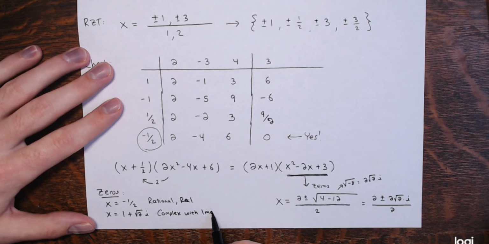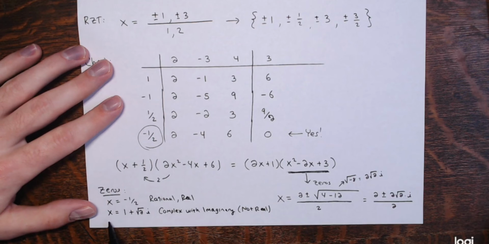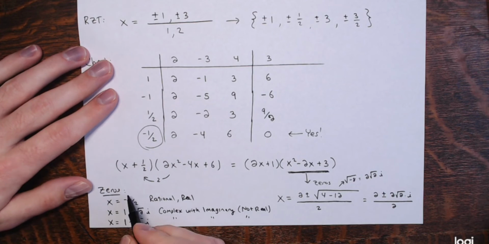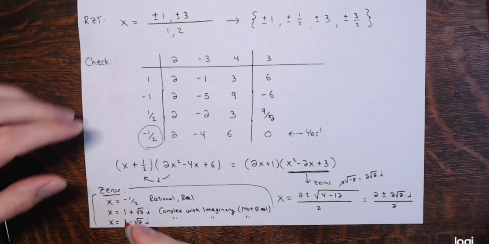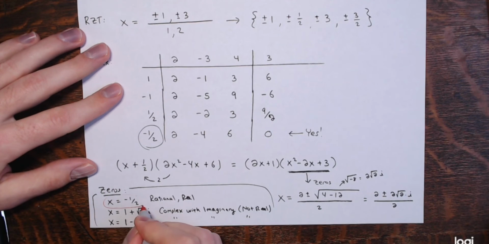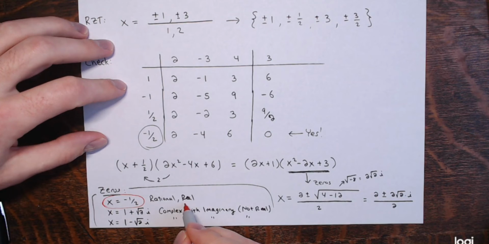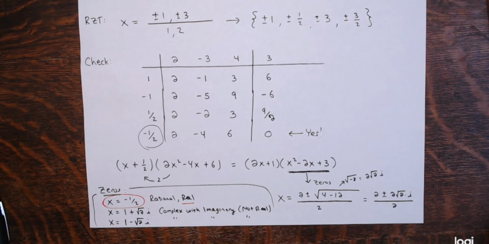Complex with a non-zero imaginary part, so that's not real. They're only asking us for the real solutions. And the other one is 1 minus the square root of 2 times i, same thing. So the only one they want is this one, negative 1/2. That's the only real zero of that function, the only real solution. The other solutions have an imaginary number in them.